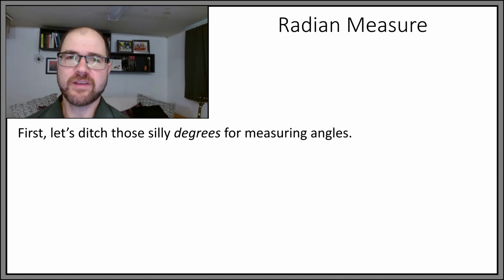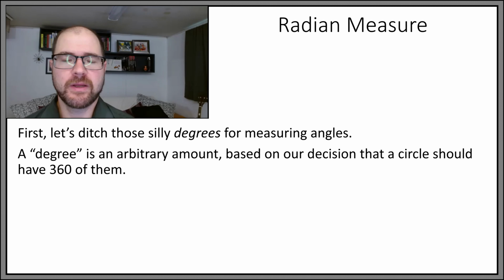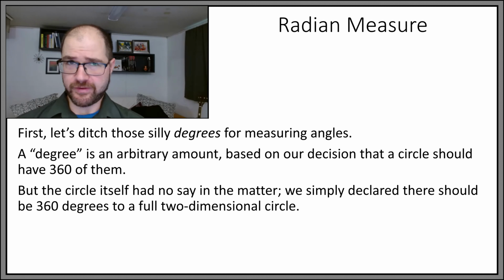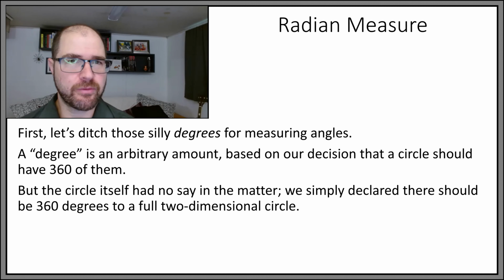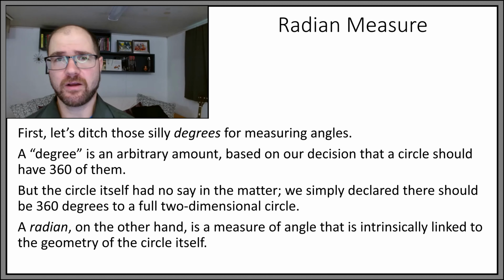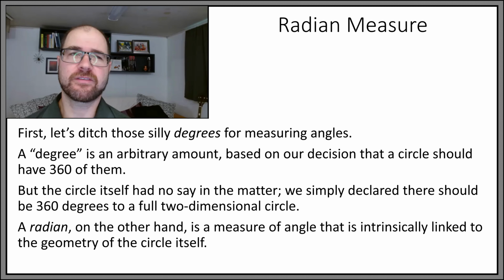So first, let's get rid of degrees. Degrees are bad. It's an arbitrary amount. We just sort of said a circle should be divided into 360 of them. But the circle itself didn't tell us that there were 360. It's a number we chose. A radian, on the other hand, is an angular measure that is intrinsically defined by the circle itself.